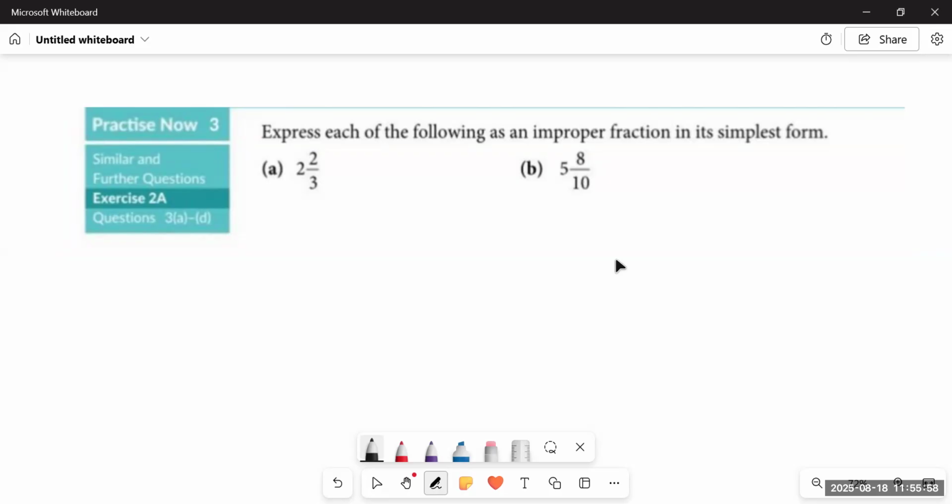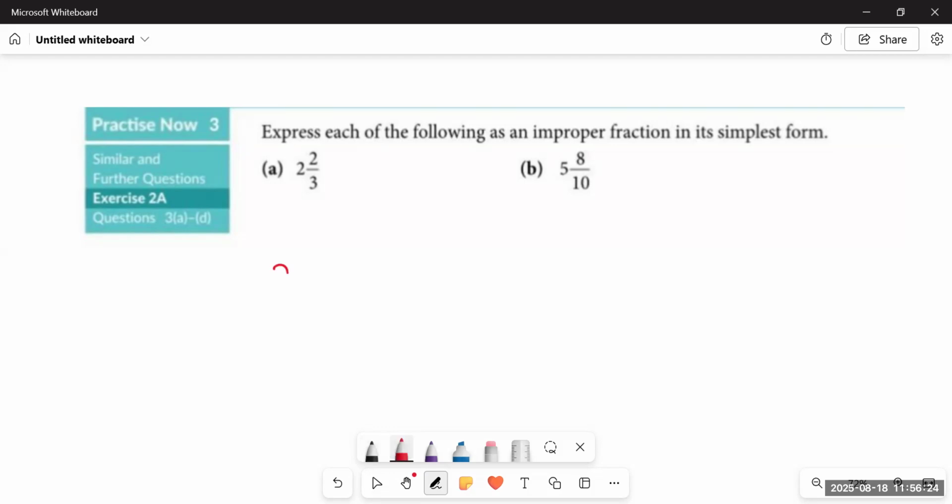So it says express each of the following as an improper fraction in its simplest form. When we have a fraction greater than any whole number, it is either expressed in improper fraction form or as a mixed number. The form that we are already provided with is called a mixed number, where we have a combination of a whole number here, 2 whole 2 upon 3.